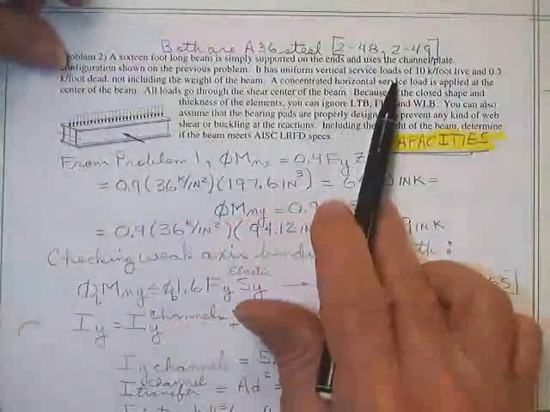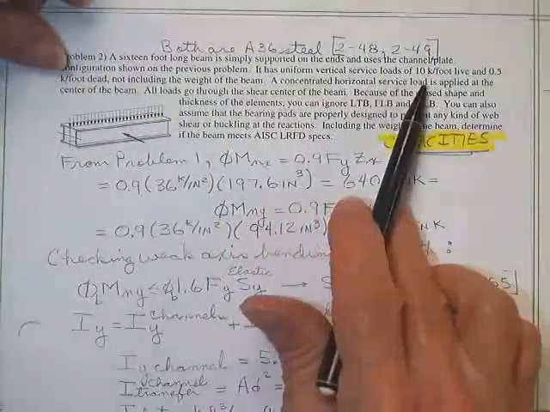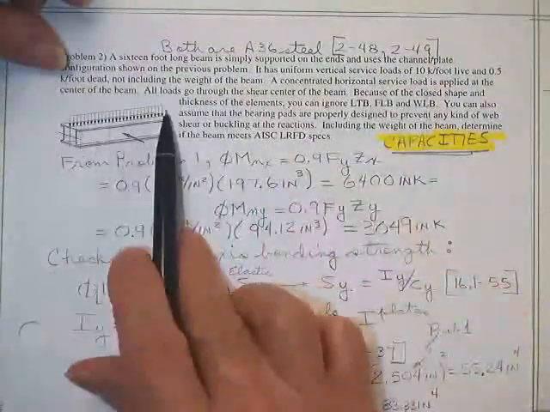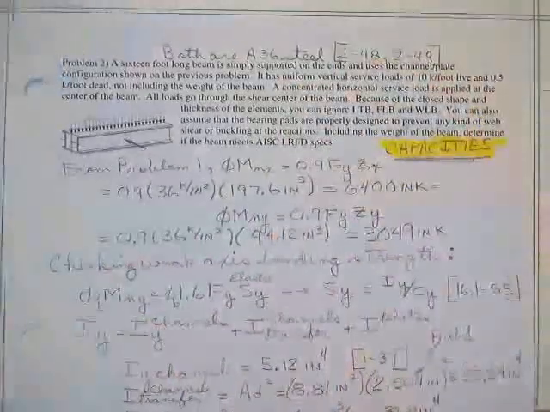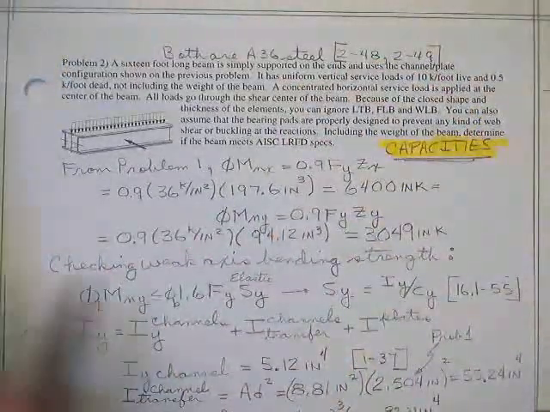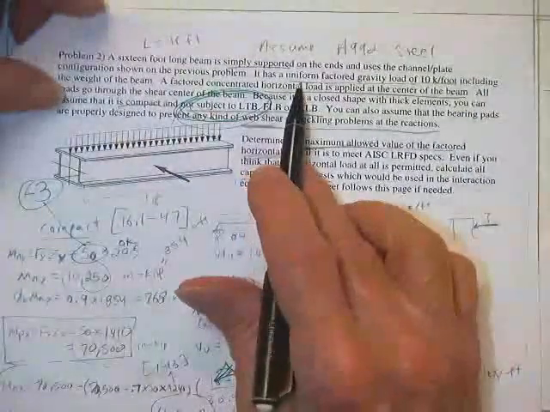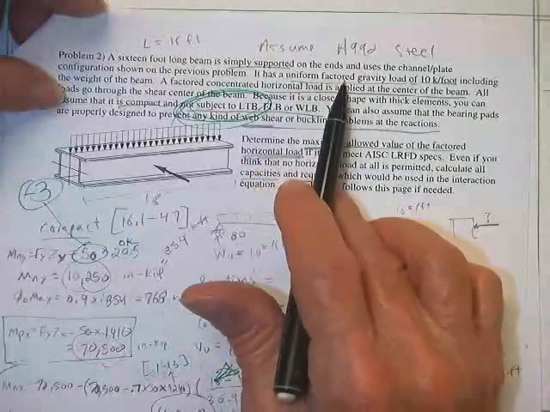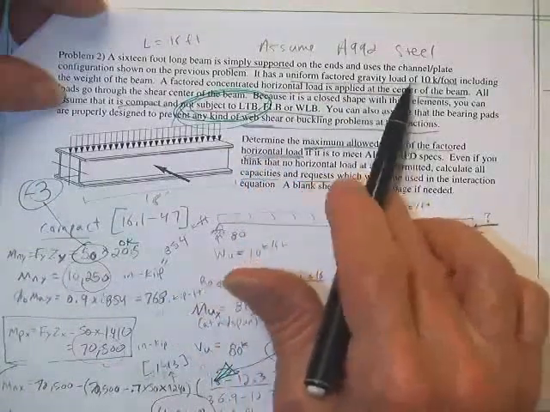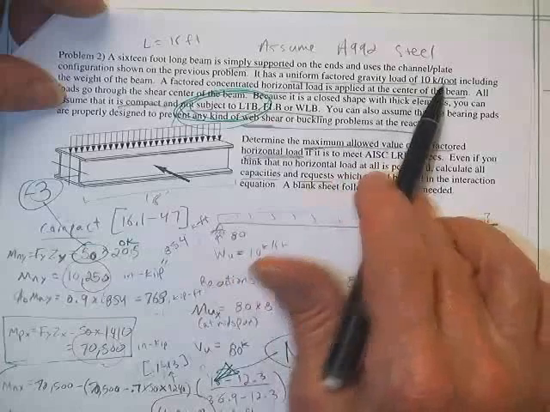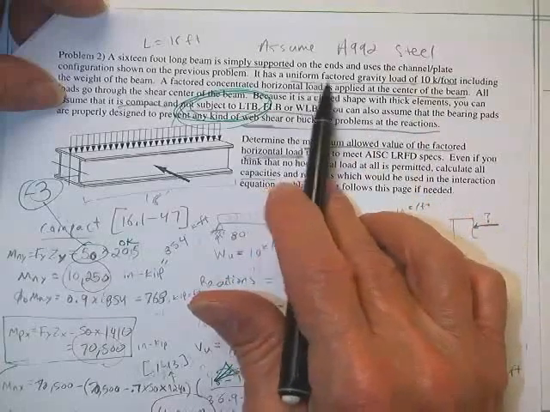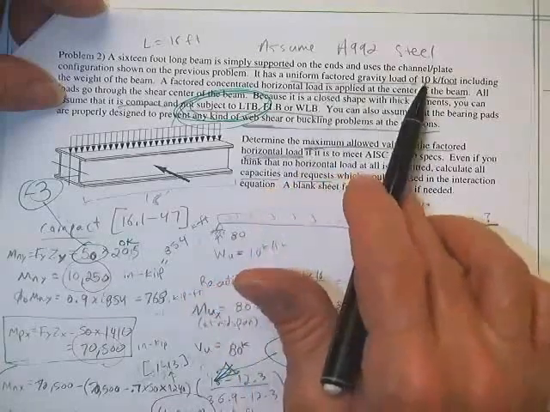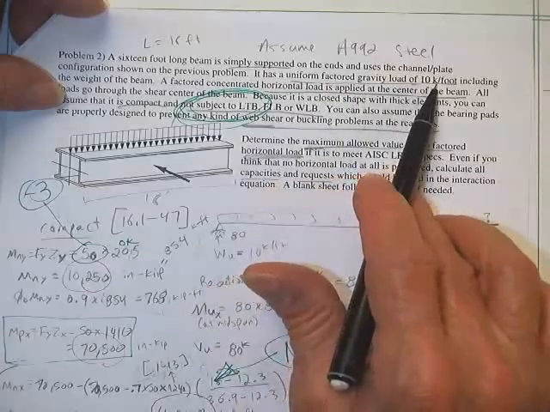It has a uniform vertical service load of 10 kip per foot. 10 kip per foot, that's not right. It's another change that I made. On yours it says I didn't want you to have to factor it, so just one less thing you have to do. It's got a uniform, already factored gravity load of 10 kip per foot. In other words, that's 1.2 dead plus 1.6 live. I don't care. Somebody did that work before you got here, 10 kip per foot.